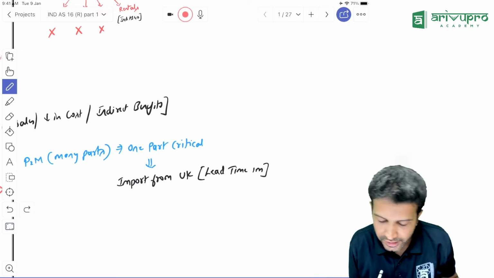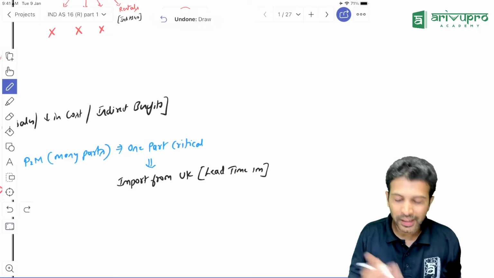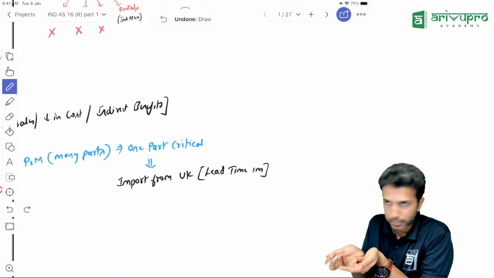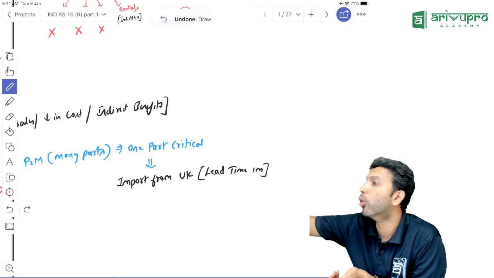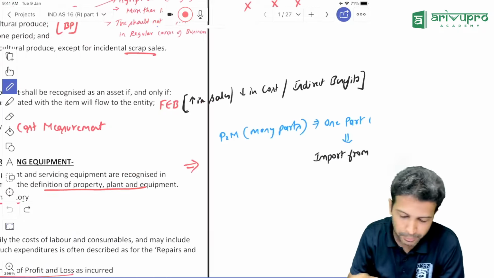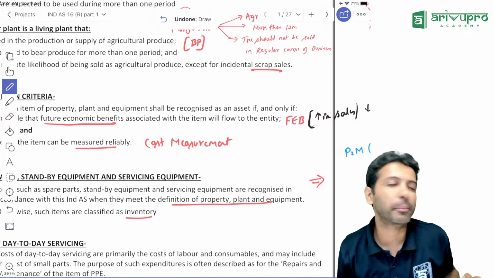Okay, now what will I do? Will I take a chance or will I keep some spare of this? Do you think this critical part I'll only keep one or I'll buy more? I'll buy more than one and keep it just for safety purpose. All that becomes your spare parts. So what should we do for the spare parts and standby equipment?